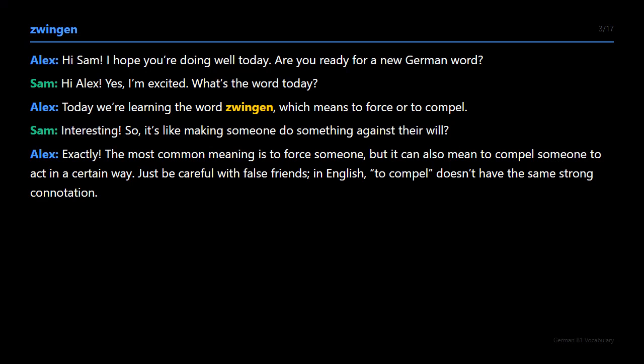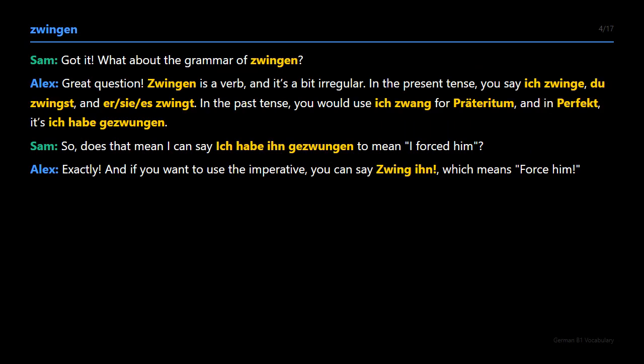Got it. What about the grammar of zwingen? Great question. Zwingen is a verb, and it's a bit irregular. In the present tense, you say, ich zwinge, du zwingst, and er, sie, es zwingt.